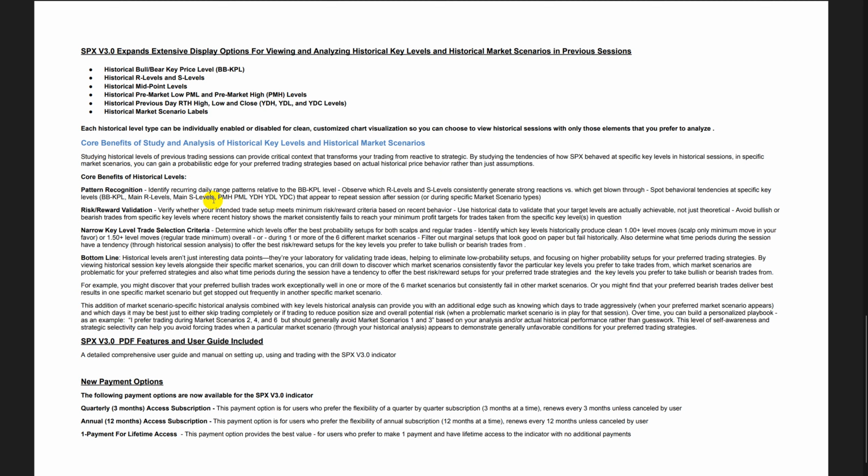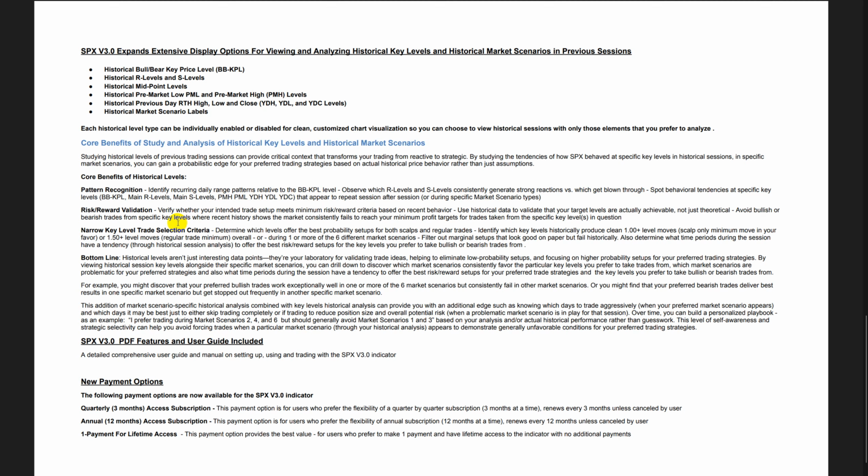including pattern recognition, identifying recurring daily range patterns relative to different key levels such as the BBKPL level, R levels, and S levels that consistently generate strong reactions versus which ones get blown through. Spot behavioral tendencies at specific key levels, whether it's BBKPL, the R levels, the S levels, or the PMH, PML, YDH, YDL, or YDC that appear to repeat session after session or during specific market scenario types.